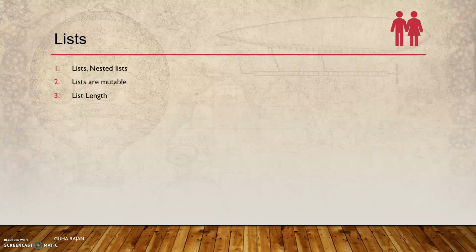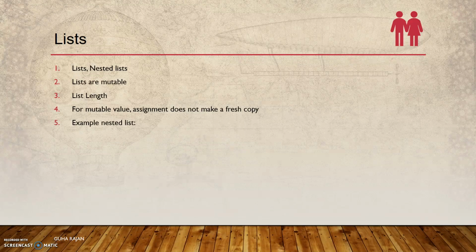So lists are mutable, and we'll also look at the list length function. We'll have two lists, one a copy of the other, and we'll see what happens if we update the copied list. We'll update that list and see what happens to the original list. And this is again just an example. We'll work through that nested list example as well.